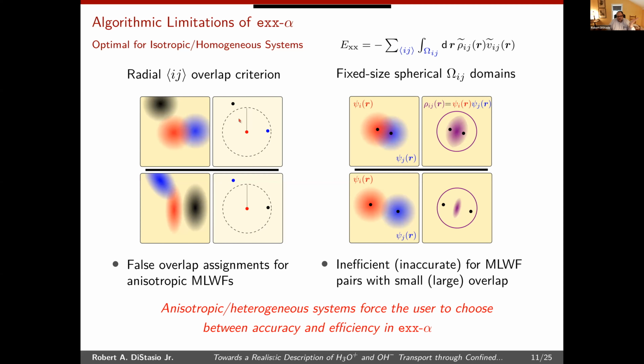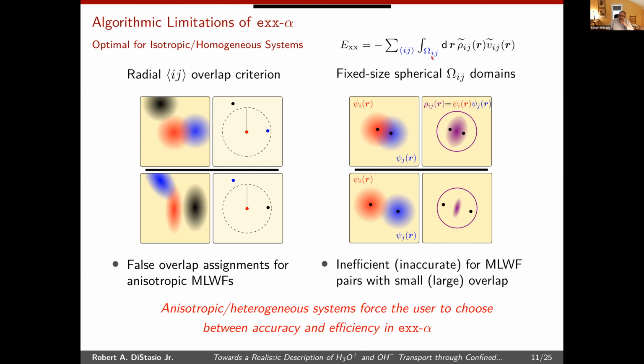But what happens if the orbitals are anisotropic, like I have in this picture? Now a radial criterion breaks down. It would think that the red and black are overlapping pairs, but not the red and blue, when in fact the red and blue are. So what happens with the radial overlap criterion is you get false overlap assignments for anisotropic MLWFs. I don't like that, right? We need to move to more black box, robust, and high-throughput methods, so that we can train the machine learning models.